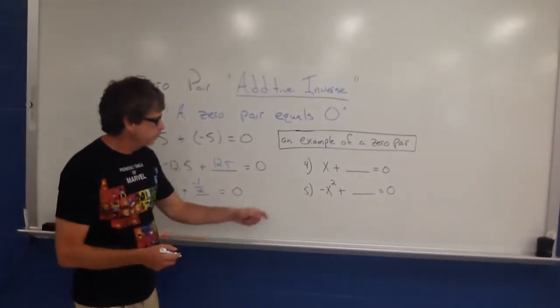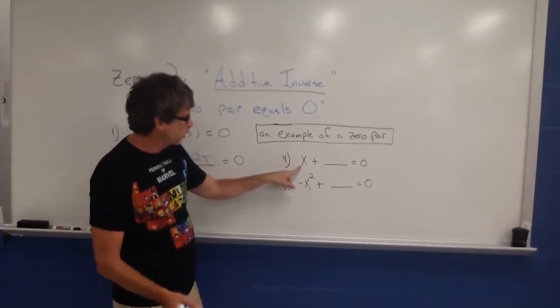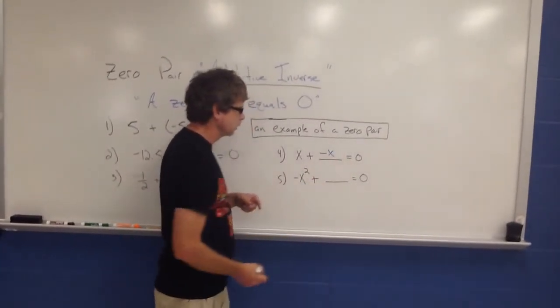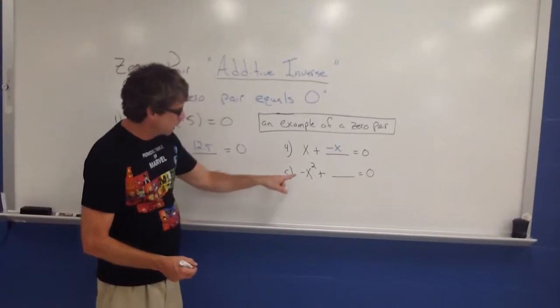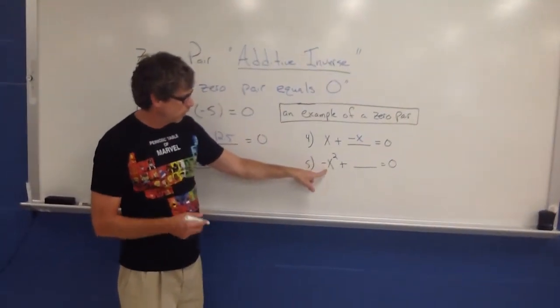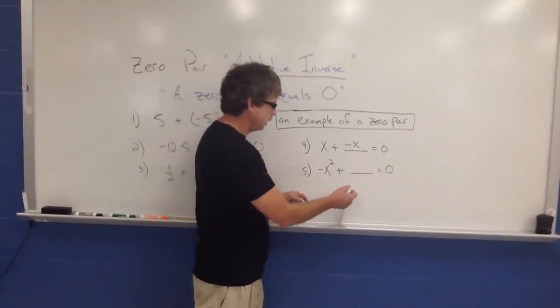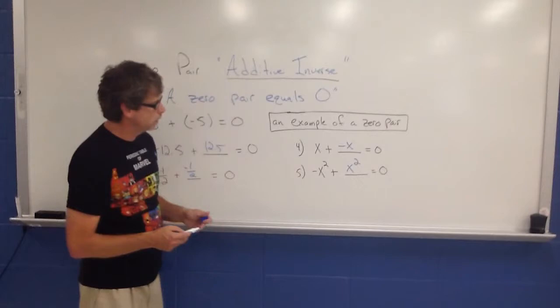You can also apply this to variables. So if I have an x, to make an x go away, all we need is its zero pair, which is the opposite of x, and that will now go to 0. And finally, if I have a negative x squared, well, to make that go to 0, I just need its opposite. Since that's negative, I now need a positive x squared, and that will now go to 0.